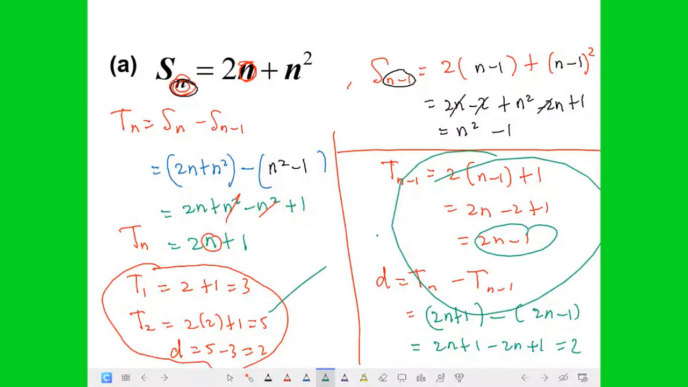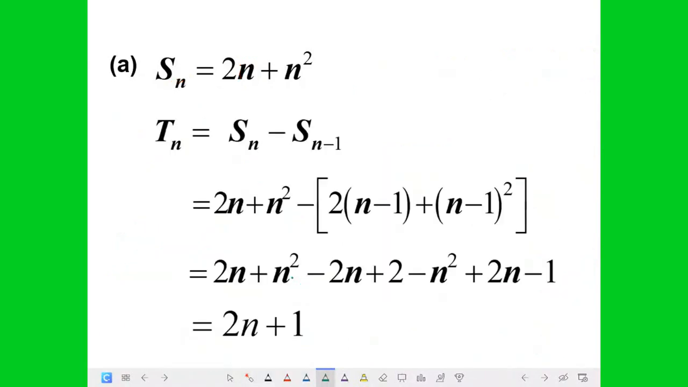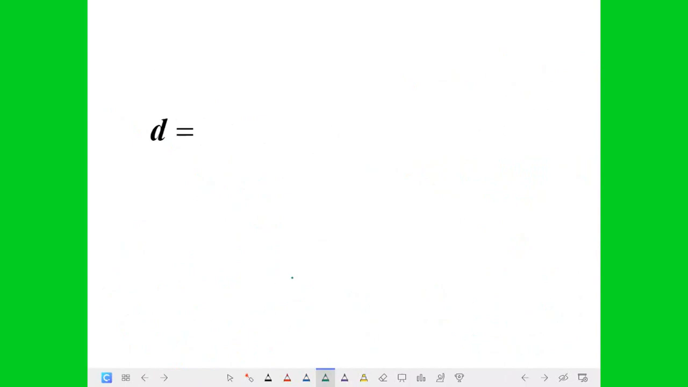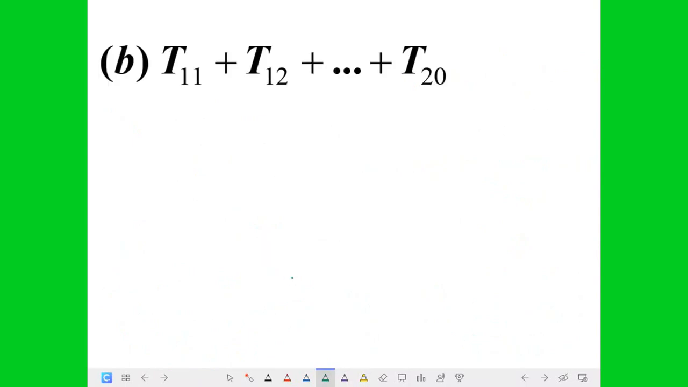Tak habis kan? Okay, the second part dia kata apa? Ni you dapat D, 2. You cari first term tak? Tak suruh. Okay, ada problem so far? Tak ada. Okay. Dia guna tu juga. Dia kata sum from, okay? Sum of the T11 sampai T20.